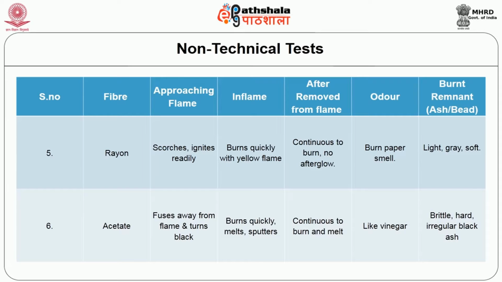Coming to the next category, that is acetate, while approaching flame, it fuses away from the flame and turns black. Regarding acetate rayon, in flame, it burns quickly, melts and sputters. While removing from the flame, it continues to burn and melt. The smell is like vinegar, and the ash is brittle, hard, irregular and black.